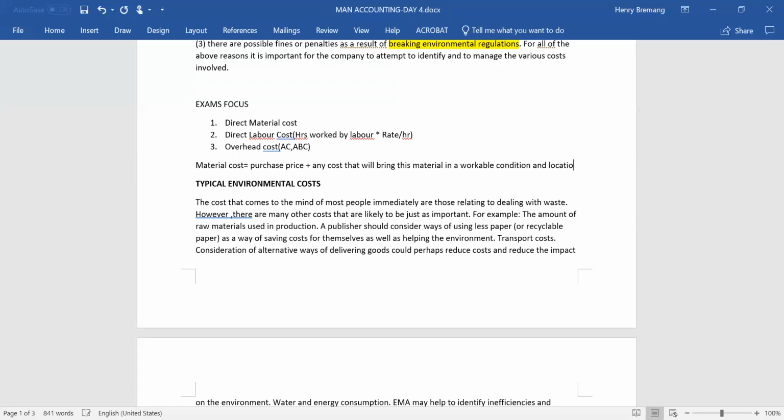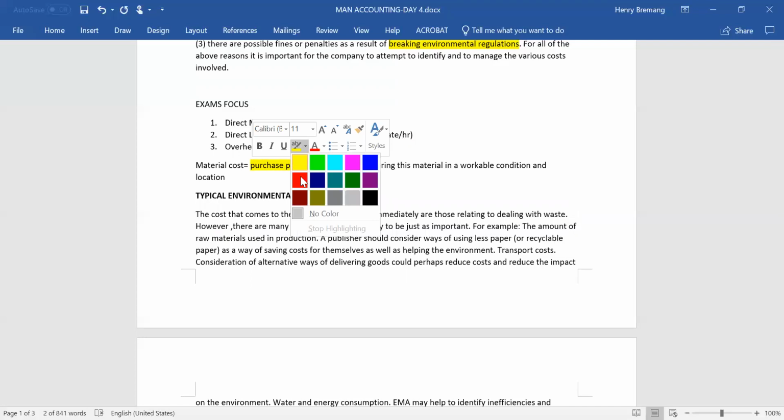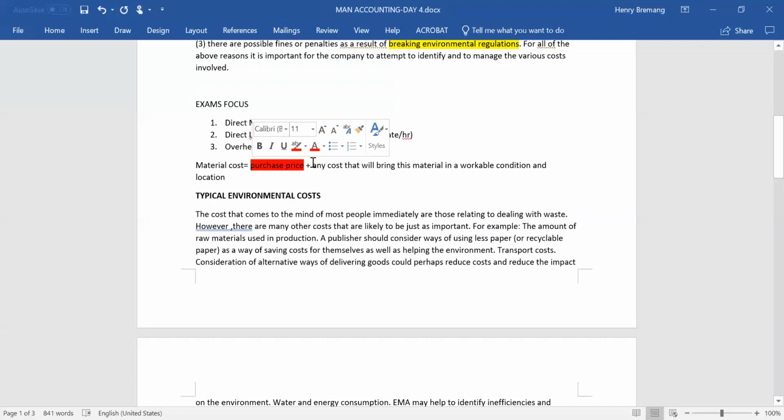What am I talking about? There can be costs, because if we want to determine the overall cost of the material, it's how much I bought it, and how much you bought it is the purchase price. But sometimes you're going to incur some cost, just like a transportation cost, by moving the product from where you bought it to your warehouse. And that is any cost which will make the product be in a workable condition and location.